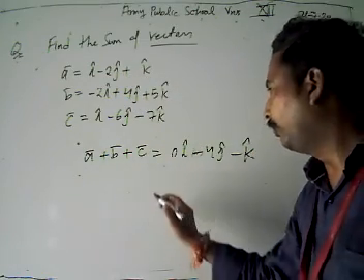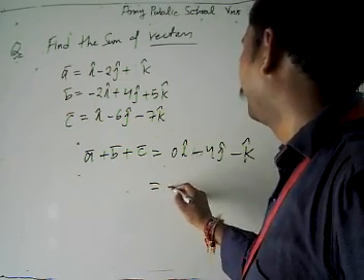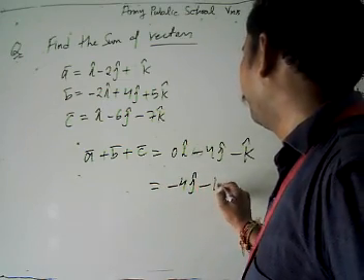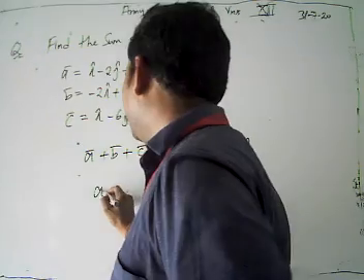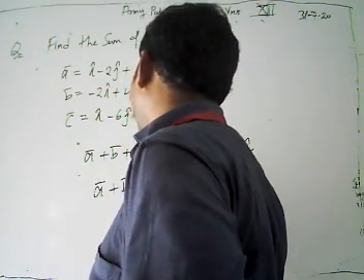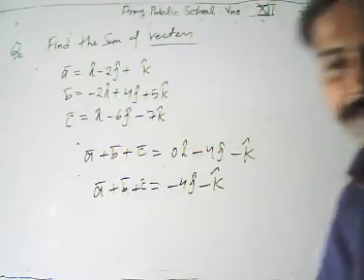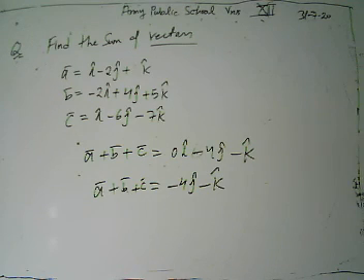Now look, what we get as the sum of the 3 vectors A, B and C is minus 4 j cap minus k cap. What do we get? It's minus 4 j cap minus k cap.